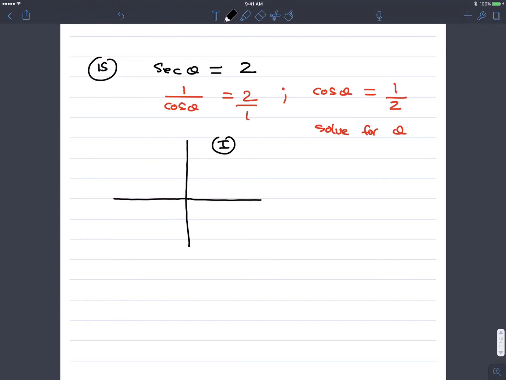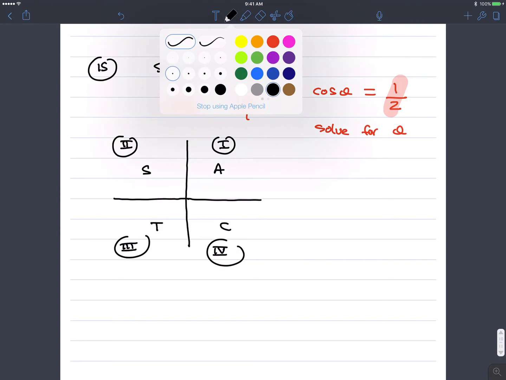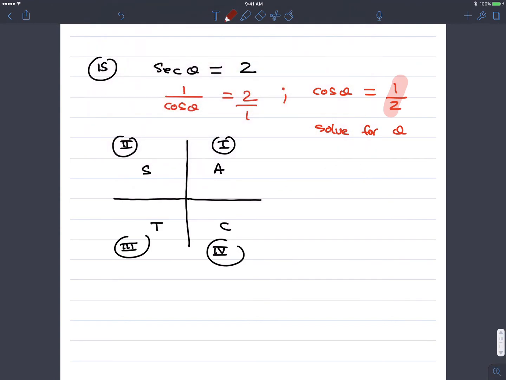Quadrant 1, quadrant 2, quadrant 3, quadrant what? 4. Okay? All students take calculus. Now, this happens to be positive. So we already know, okay, 1/2 is positive. What does that tell you? Where are your solutions? Where's cosine positive? 1 and 4.